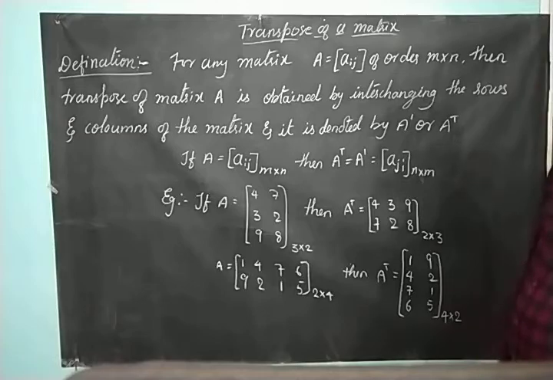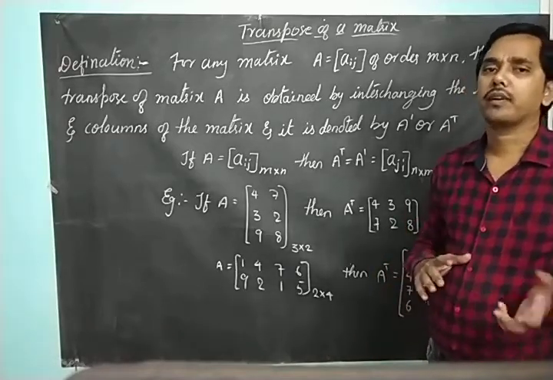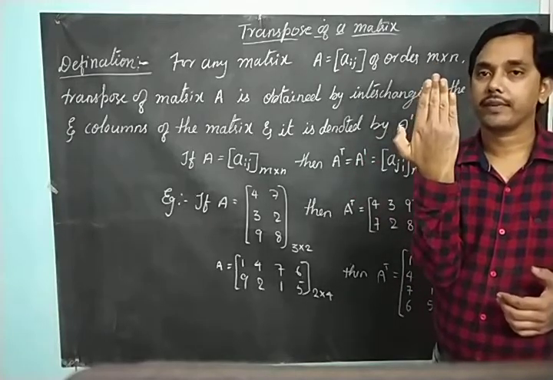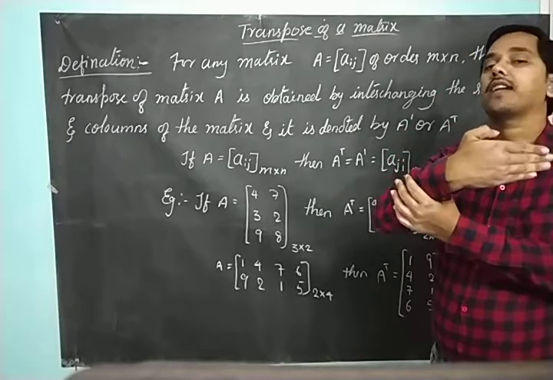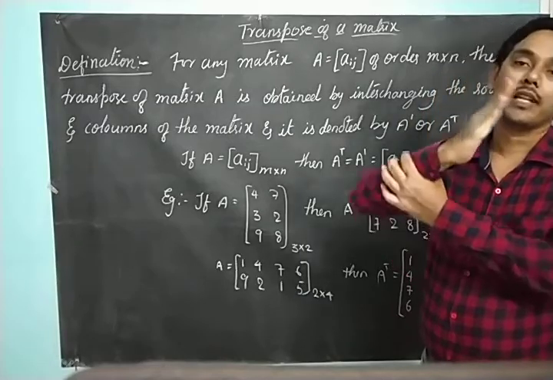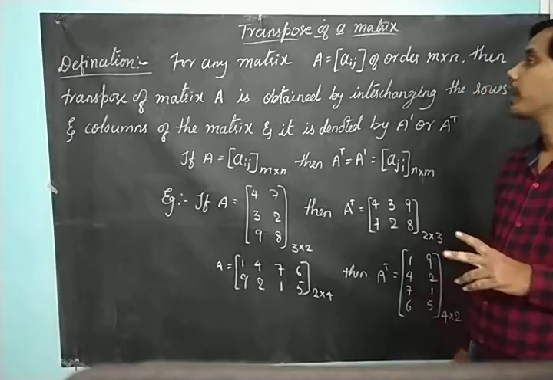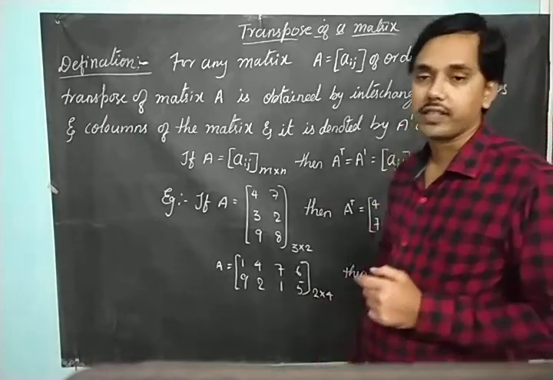So transpose means interchanging rows and columns. If the matrix is in this horizontal position, the transpose will be in the vertical position. If the matrix is in the vertical position, the transpose will be in the horizontal position. I hope you have understood this. Now pause the video and make a note of this.